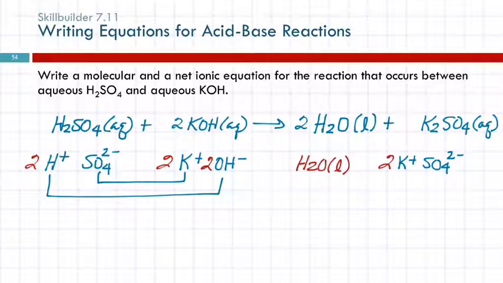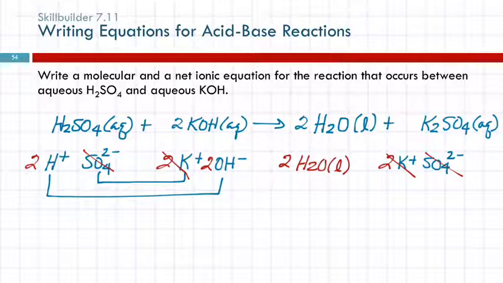Now I see that I've got potassium ions on this side and potassium ions on that side. Those are spectators. And there's a sulfate ion here and a sulfate ion there. It's a spectator, just watching. What's left are hydrogen ions, hydroxide ions, and this water molecule. Well, there was a 2 there. Let's try to be consistent. Put a 2 here.